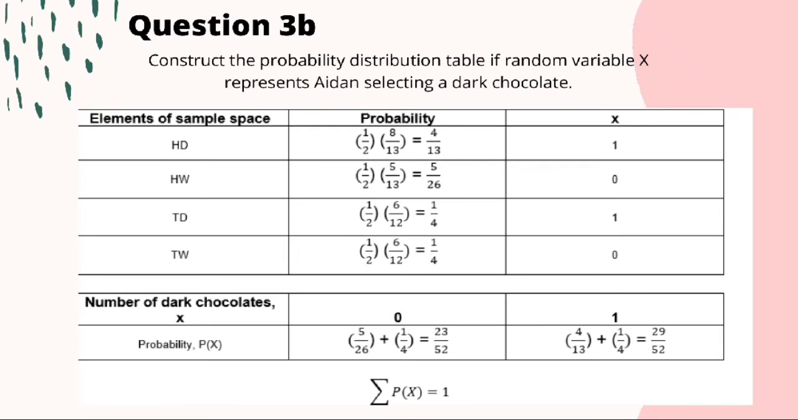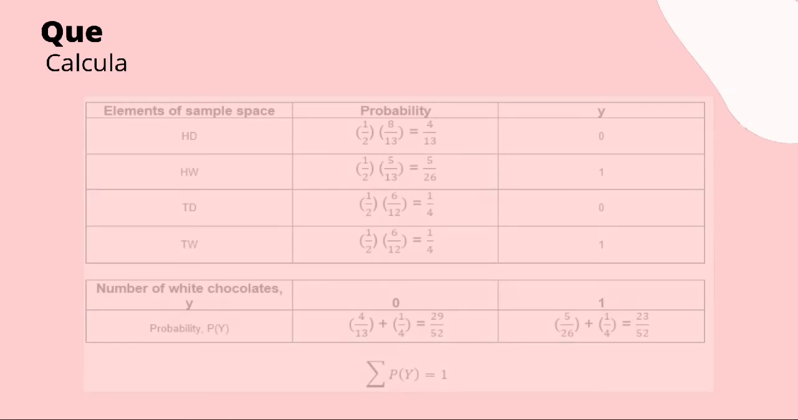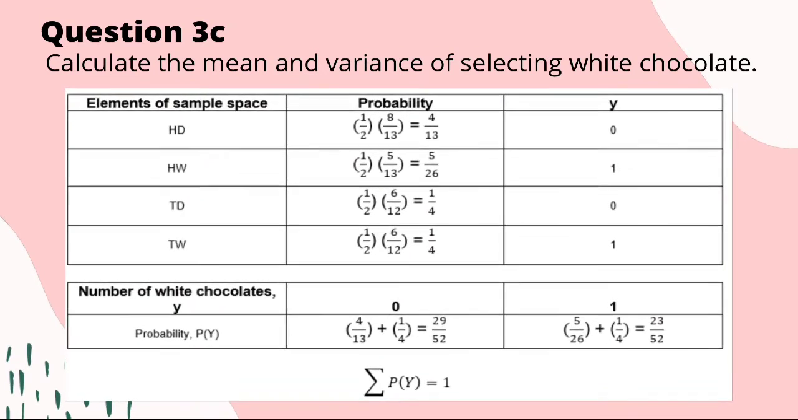Then for the second table, first row is number of dark chocolates x and second row is probability. So for x equal to 0, the probability is 23 over 52, and for x equal to 1, the probability is 29 over 52. The total of Px equal to 1. Question 3c. Calculate the mean and variance of selecting white chocolate.